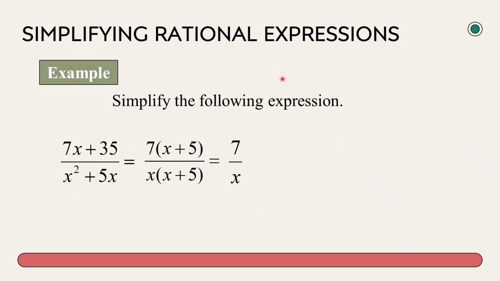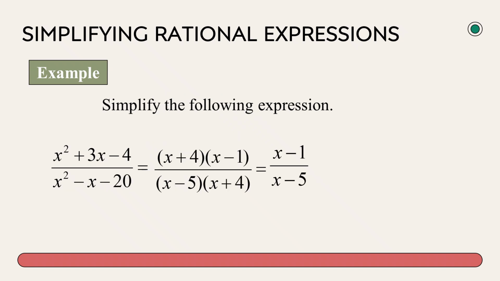Now, let's simplify the following expression. So, let's try this one. We have here 7x plus 35 over x squared plus 5x. Now, in the numerator, the common factor is 7. So, 7x divided by 7 is x, and 35 divided by 7 equals 5. Then, for x squared plus 5x, the common factor is x. So, x squared divided by x is x, and then 5x divided by x is 5. So, let's cancel this out. Okay, so that's why we got 7 over x as our final answer.